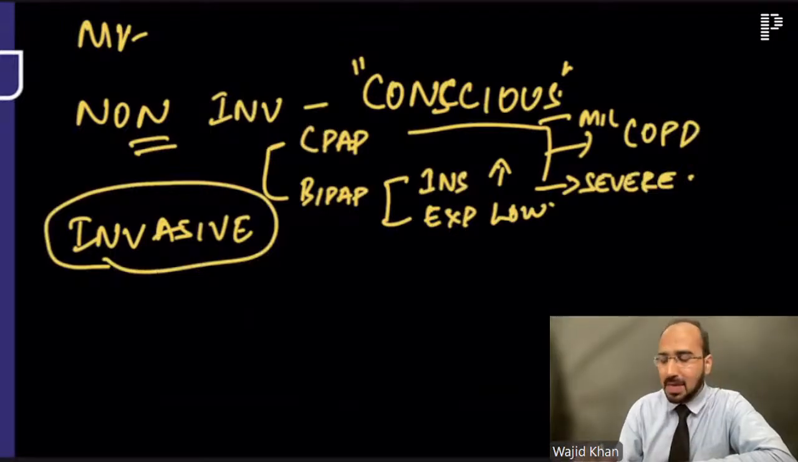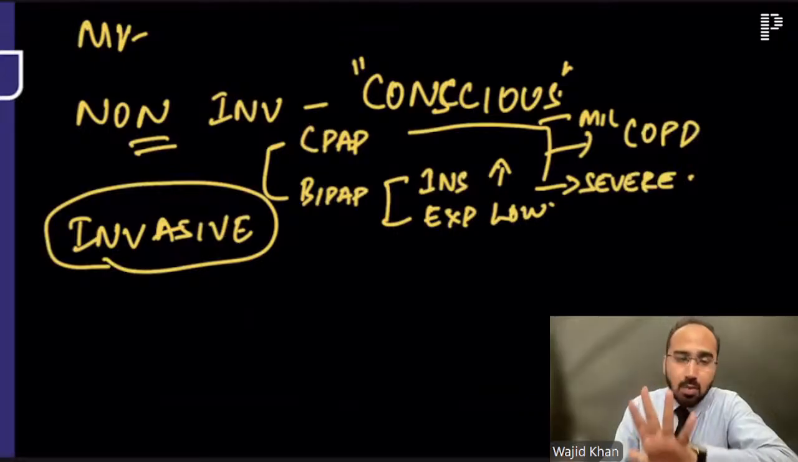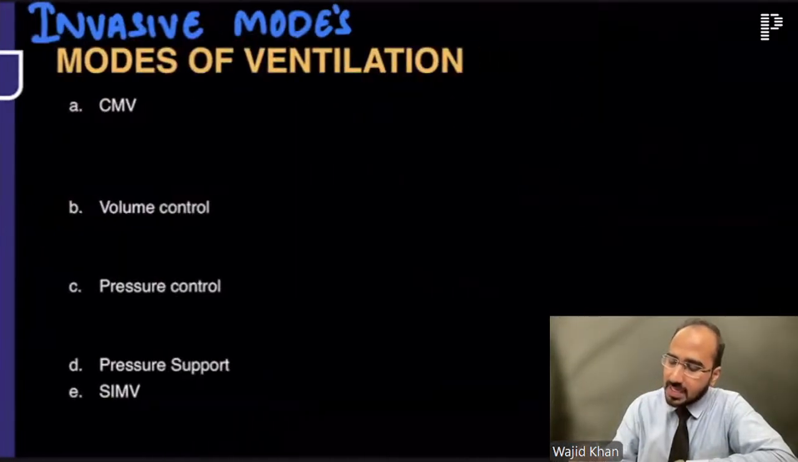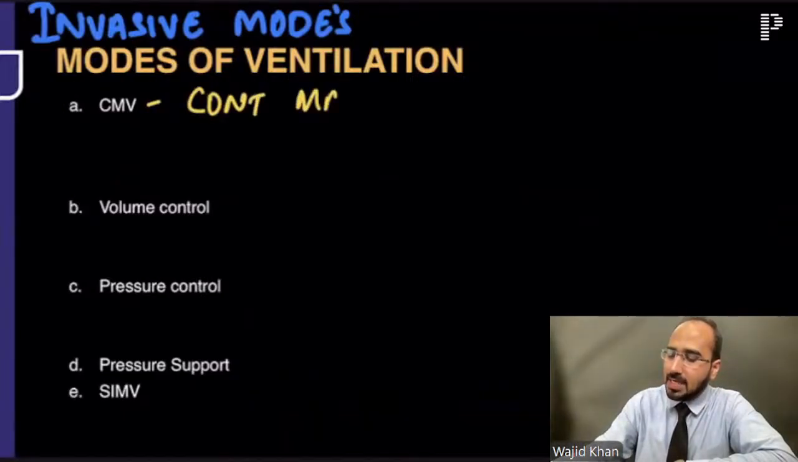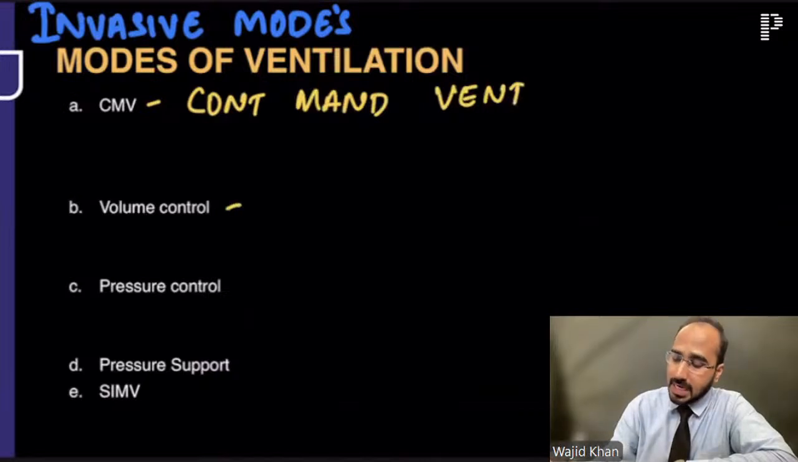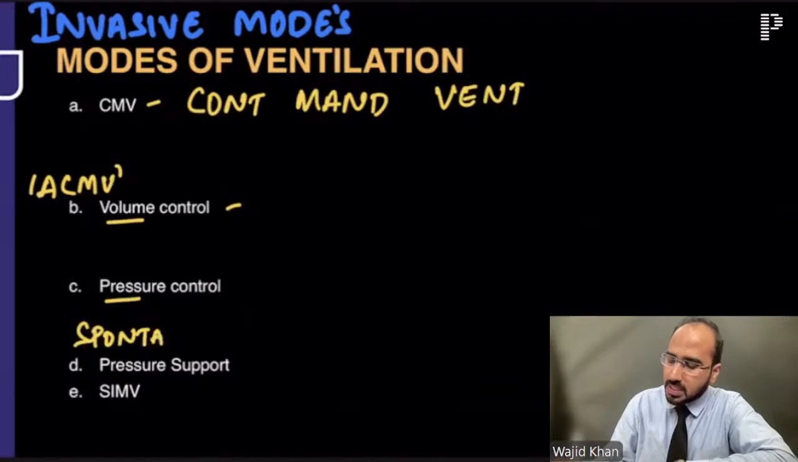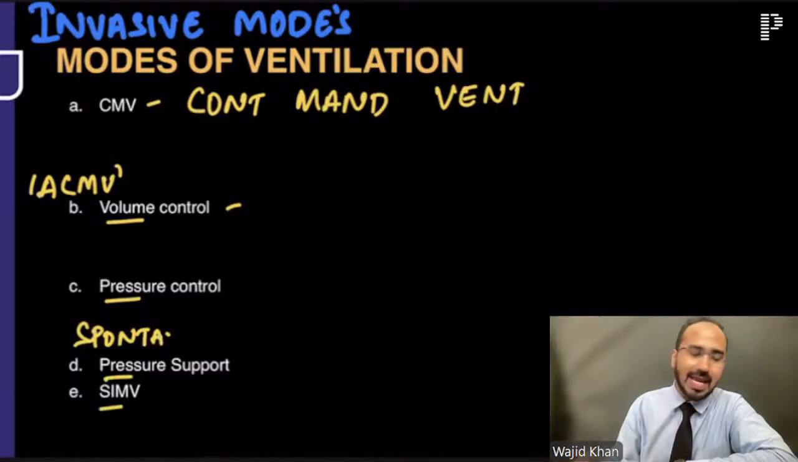Invasive ventilator, guys. Remember, in the invasive ventilator, there are 5 important modes that we need to remember. What are the 5 important modes? First mode is continuous mandatory ventilation. Second is assist control mode, assist control mandatory ventilation, which includes volume control and pressure control. And the last ones are the spontaneous modes, in which you have pressure support and SIMV.